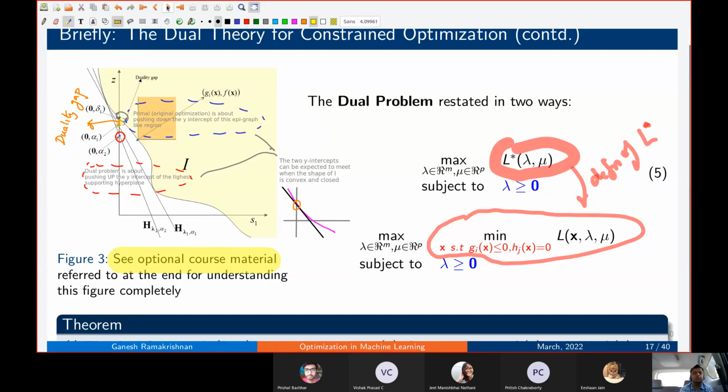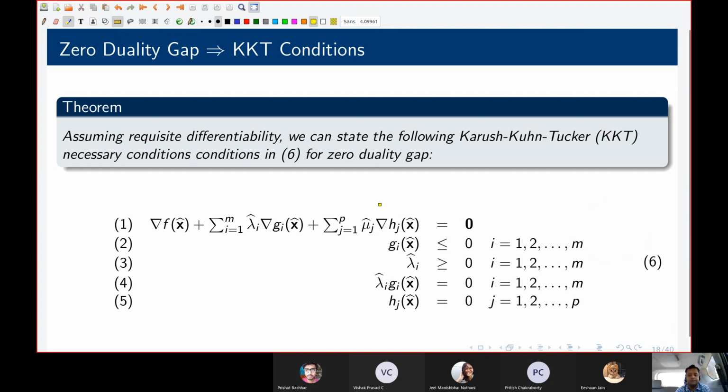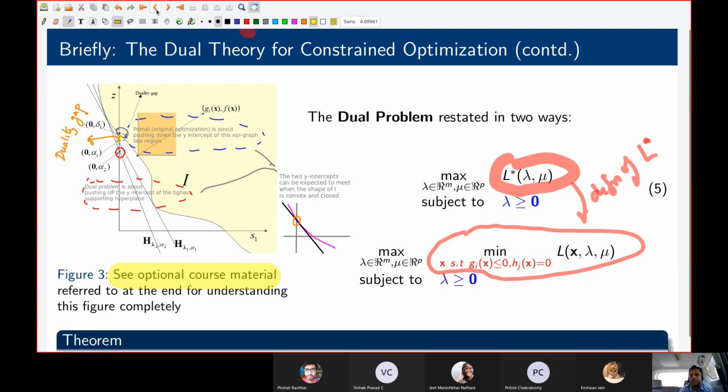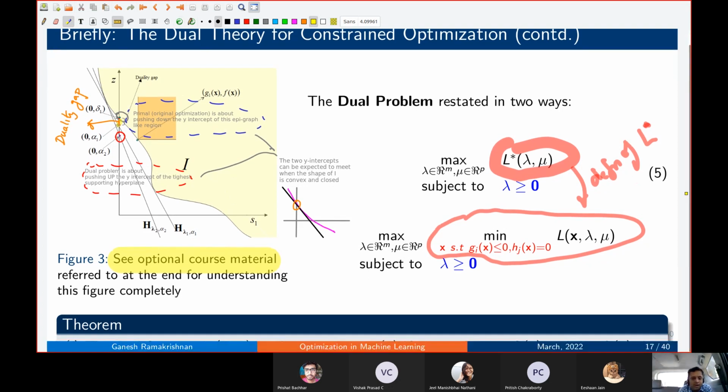Okay, so all this leads to the following. This is basically the holy grail. These conditions, called Karush-Kuhn-Tucker conditions, are necessary if you want zero duality gap. Again, what's zero duality gap? The gap between the primal and the dual here is called the duality gap.